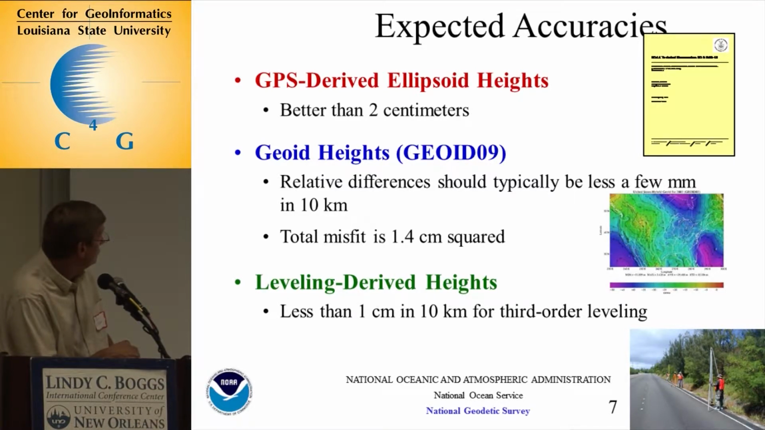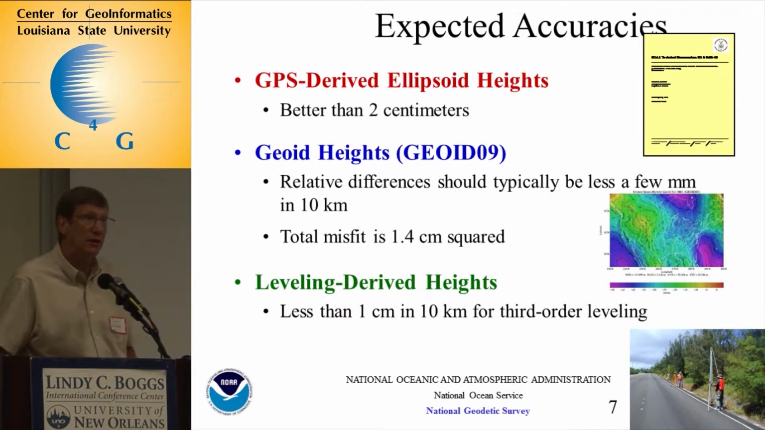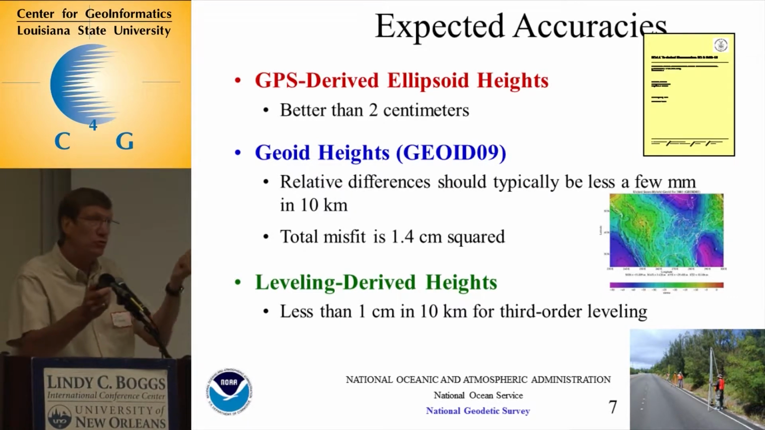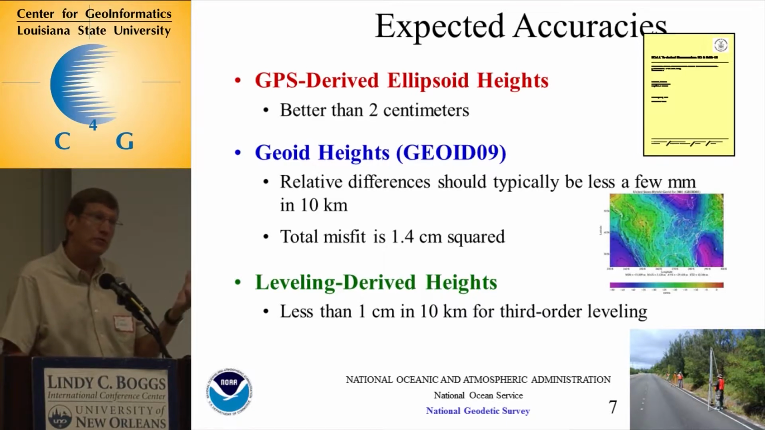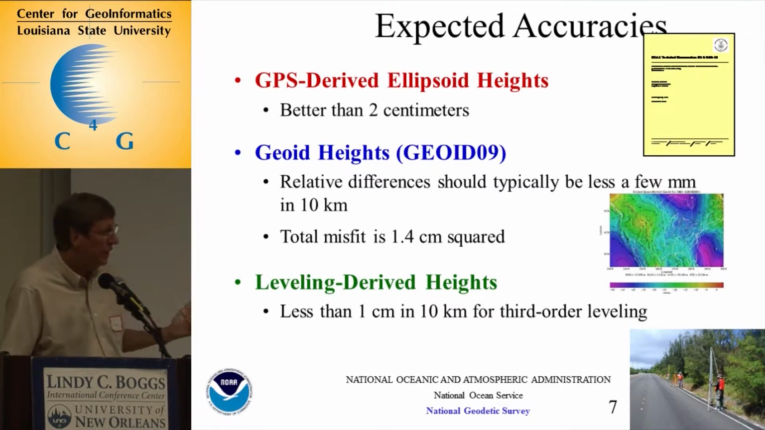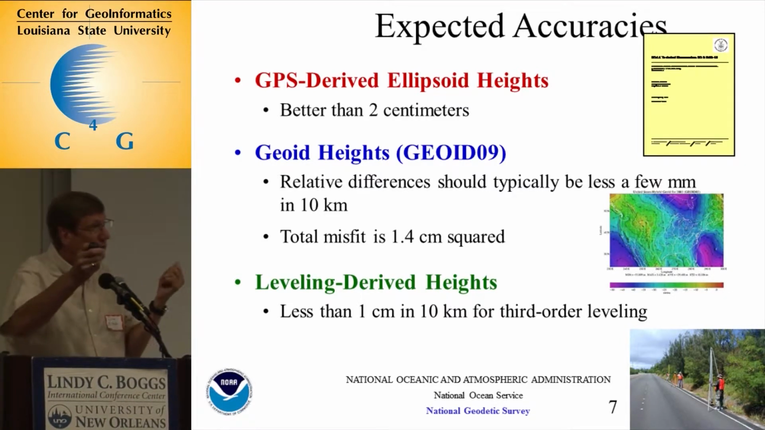The geoid heights in Geoid 09, and I'll show you a couple diagrams of this later, and Jerry will talk a little bit more in detail, is relative differences is only a few millimeters in 10 kilometers. So the relative differences are very small, and the total misfit's like 1.4 centimeters squared. So if you take it in an absolute sense, it's going to be larger. All of our guidelines and procedures are always assuming that you're in a local area doing relative differences. So some of these error sources drop out. That's how you get your geoid model better than that 1.4 centimeters in a very local area.